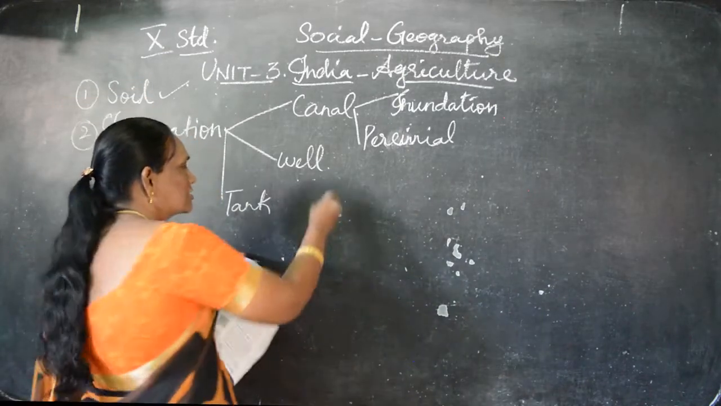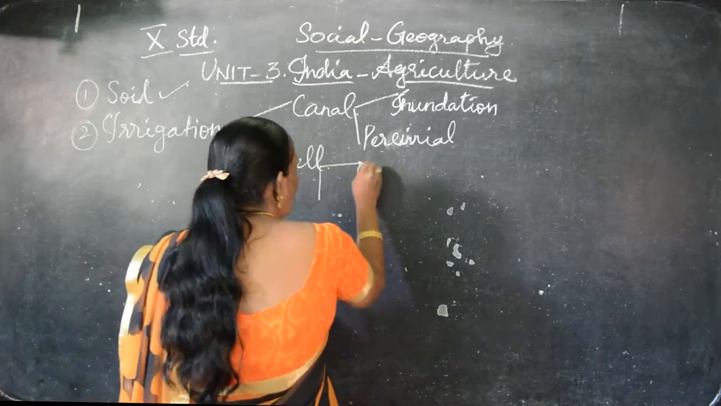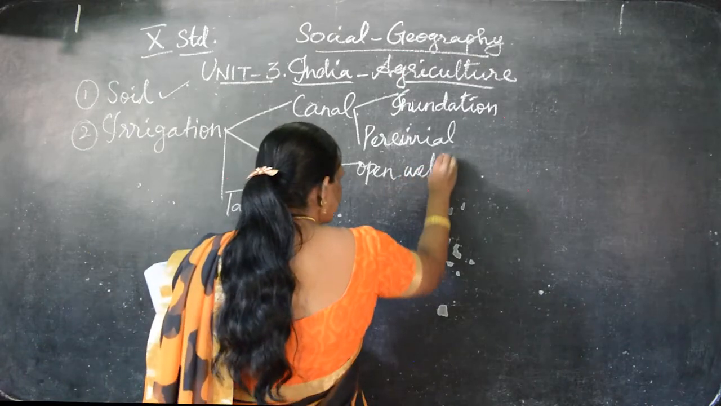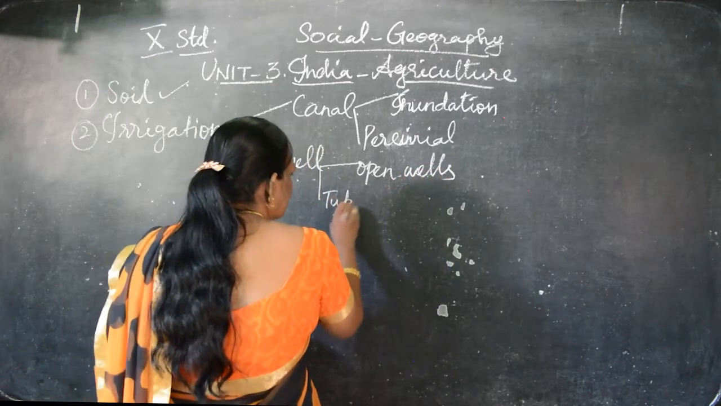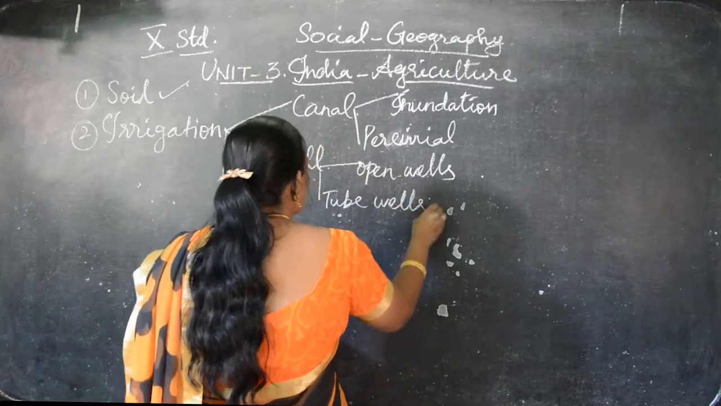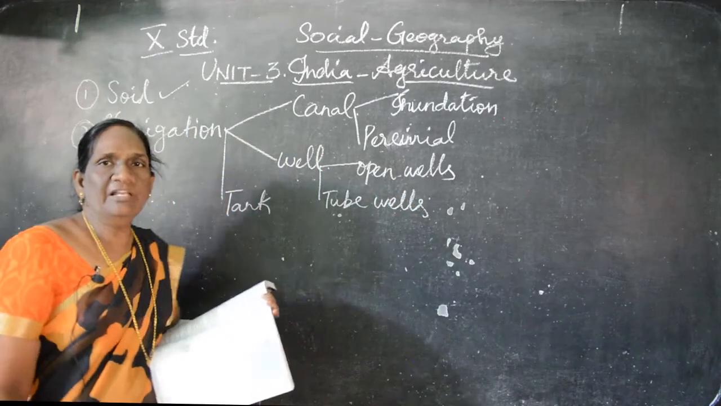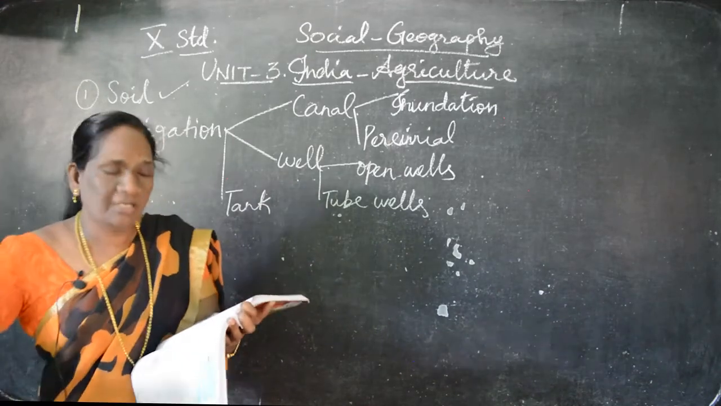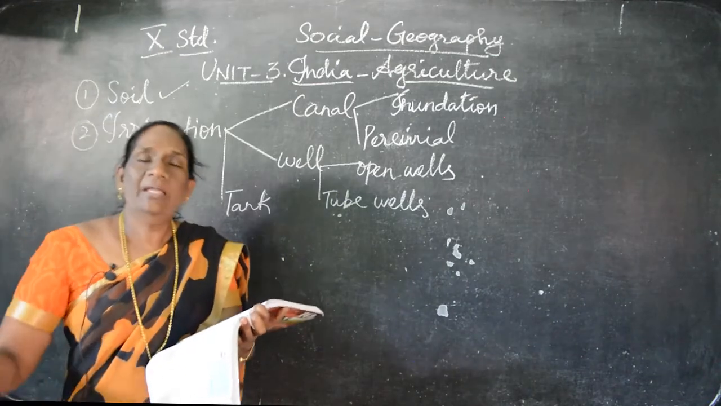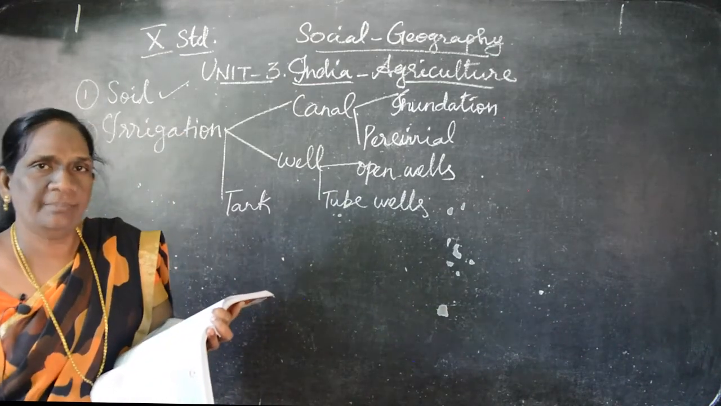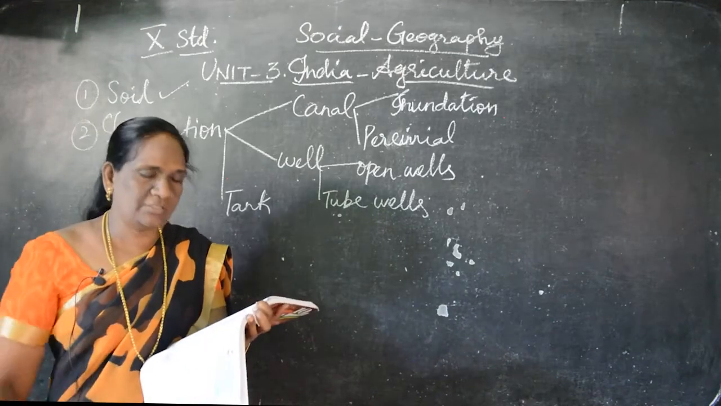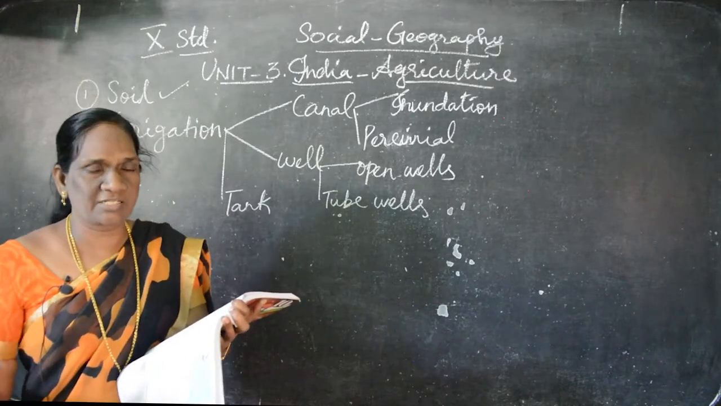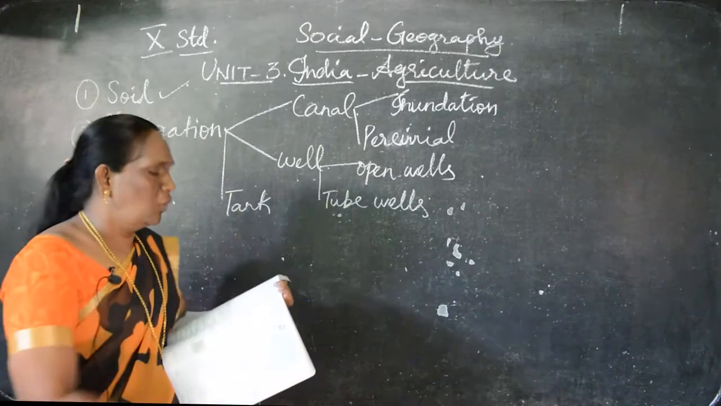Well irrigation is also of two types: open wells and tube wells. Open wells வந்து அண்டர் கிரவுண்ட் வாட்டரை நமக்கு தேவைப்படும்போது யூஸ் பண்ணலாம். Where we can see this well irrigation: the Ganga plain, Mahanadi, Godavari, Krishna, all these areas we can see open wells.